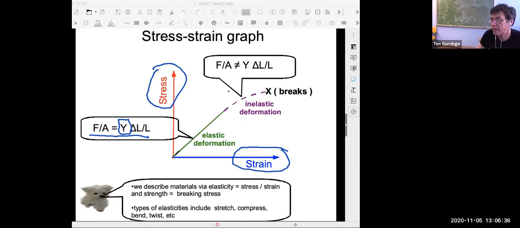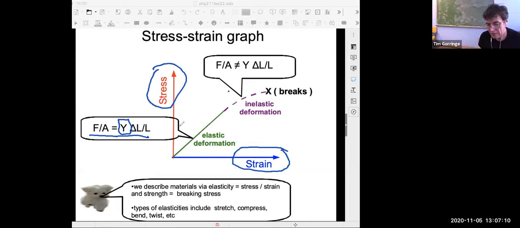If you had a nylon wire, that's much easier to stretch. So in that case, a much smaller stress will cause a much larger strain. And this line here would be much shallower because the Young's modulus or the elasticity would be different. Okay, so this green line is the stress-strain elasticity relationship that we've talked about.